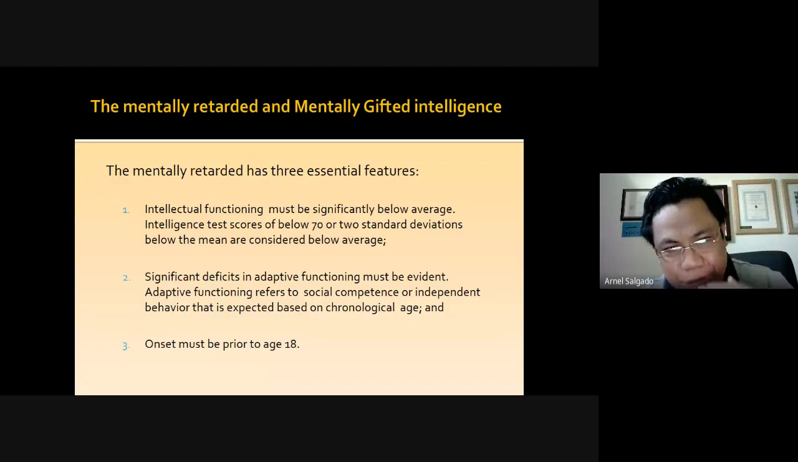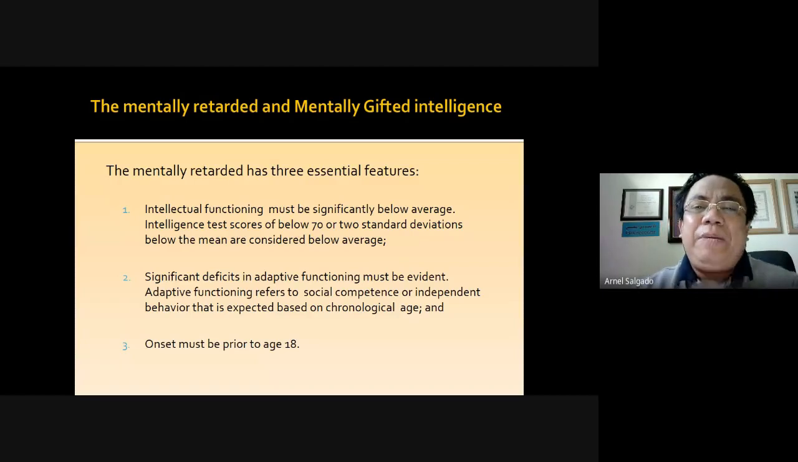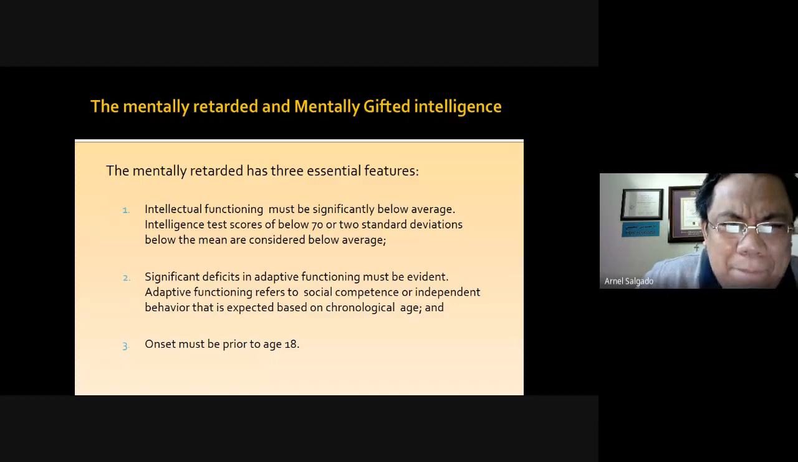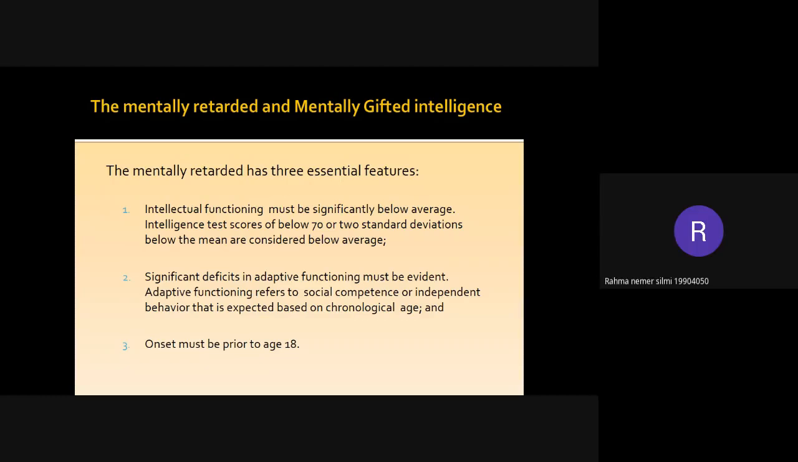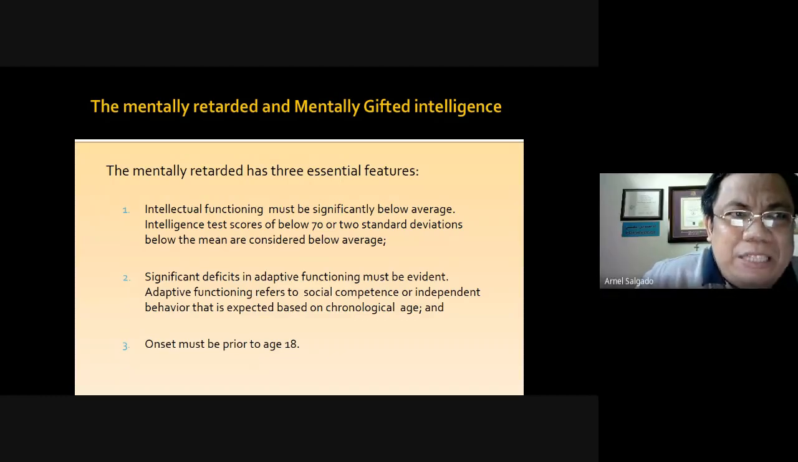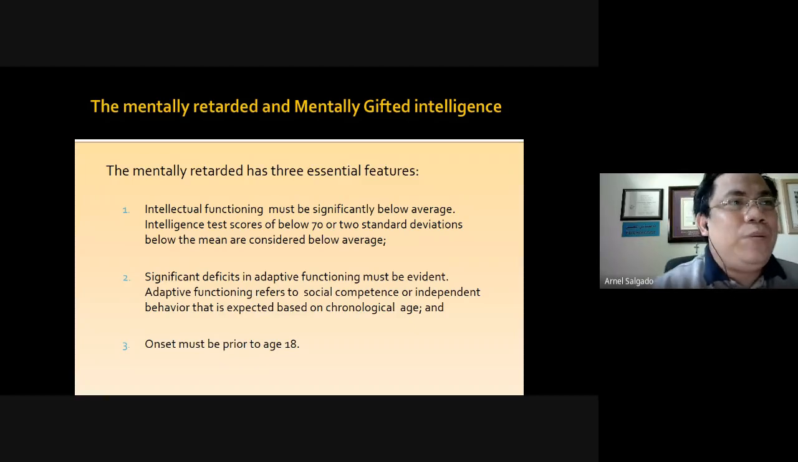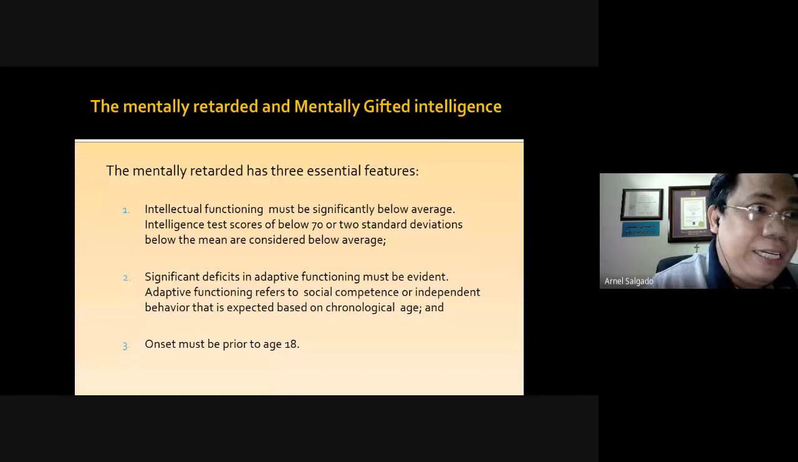So you know already how to compute. Now, intellectual functioning must be significantly below average. So what again is the average IQ? An average IQ must be 100. Very good. If you think like 18 and you are 18, then 18 divided by 18 equals 1, times 100 equals 100.